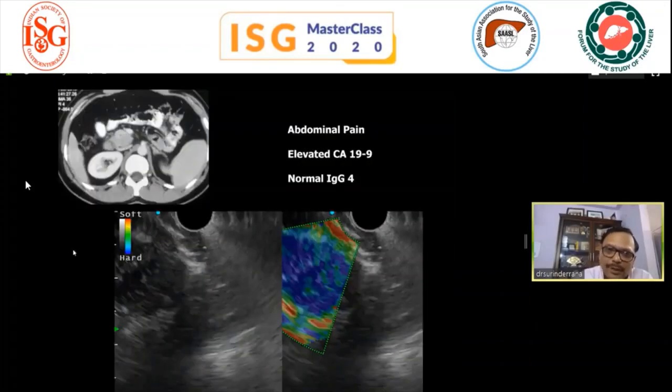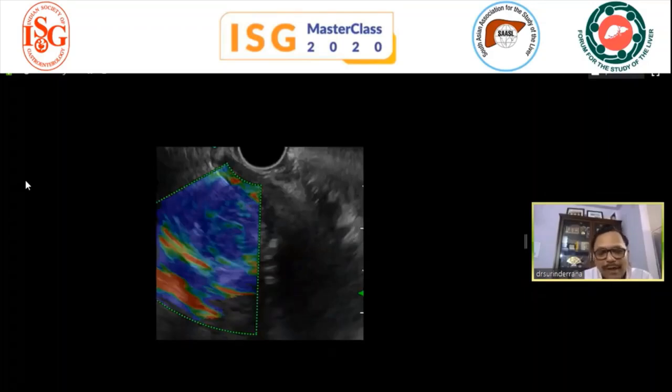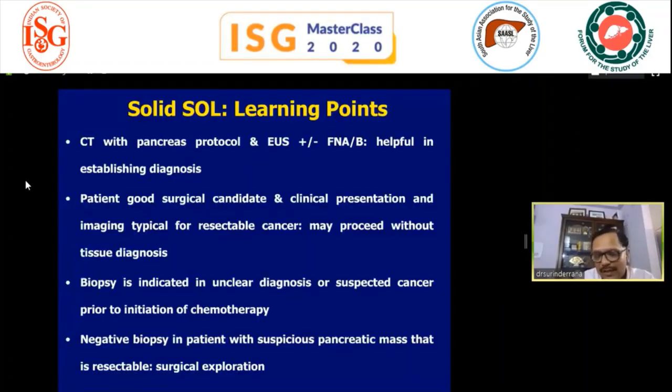For example, in this case, you can see there is a clear mass in the uncinate process. Patient has come with abdominal pain. There is no jaundice. CA19-9 is elevated. The IgG4 is normal. You see a clear hypoechoic mass in the head of pancreas. It is stiff on elastography, suggestive of adenocarcinoma. You go ahead, do an FNA, you don't find any malignant cells. Second time you go ahead, do a fine needle biopsy, EUS elastography guided, where you look at sampling of the hard lesions. Again, you don't get a diagnosis. So this patient is sent for surgical resection, and finally we get a diagnosis of type 2 autoimmune pancreatitis. So you should be prepared for surprises. You cannot always get a diagnosis.